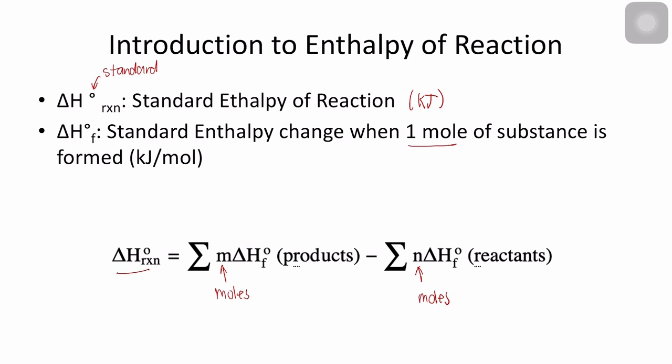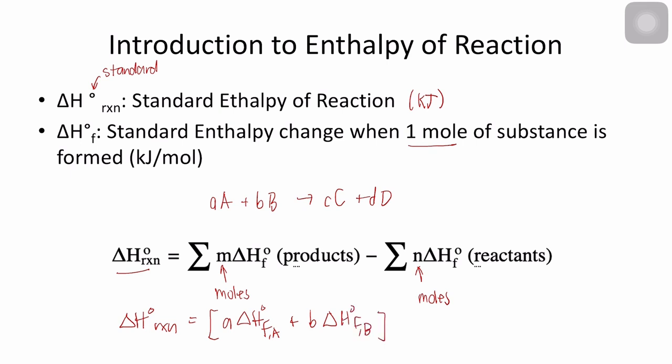So let's say we have an equation: a moles of A plus b moles of B gives us c moles of C plus d moles of D. To solve for the standard heat or enthalpy of reaction, we first get the summation for the products: c times the standard heat of formation of C plus d times the standard heat of formation of D. Then we subtract the summation for the reactants: a times the standard heat of formation of your species A, compound or element A, plus the number of moles of B multiplied by the standard heat of formation of B. Then we solve for the standard heat of reaction or standard enthalpy of the reaction.